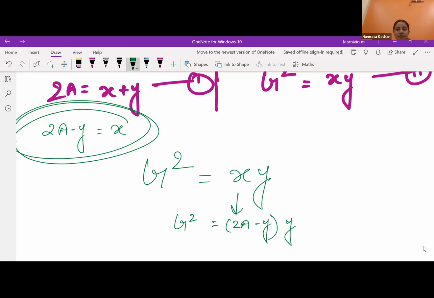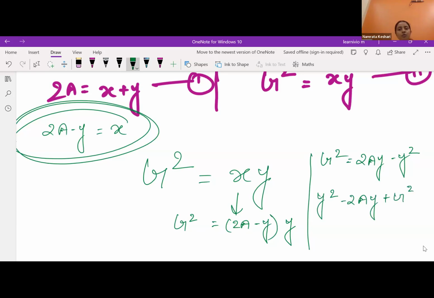So what are we getting? G square is equal to 2Ay minus y square. Here G and capital A are just constants for us. We'll be writing y square minus 2Ay plus G square is equal to 0. Splitting the middle term, we are not able to think about that, but when we don't know anything, the quadratic formula is the savior. Let's use that. We will get the y value by using the quadratic formula.